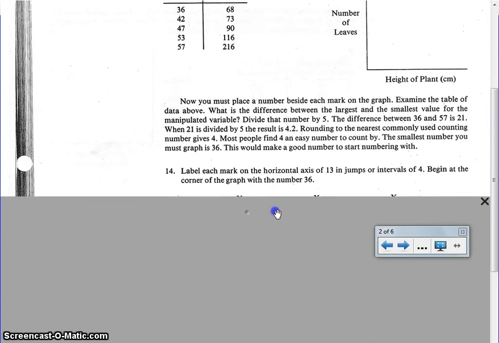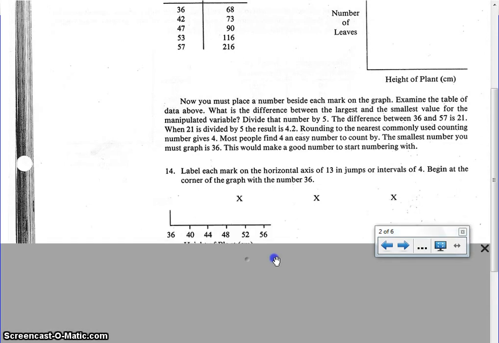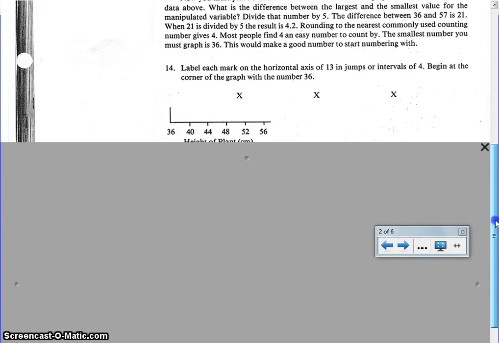Oh, whoops, and I just showed you the answer. So anyway, I kind of got ahead of myself on this one, so we'll just move ahead. And as you can see right here, this is what you should have done. Start with 36, and your first tick mark would have been 40, 44, 48, 52, and 56.